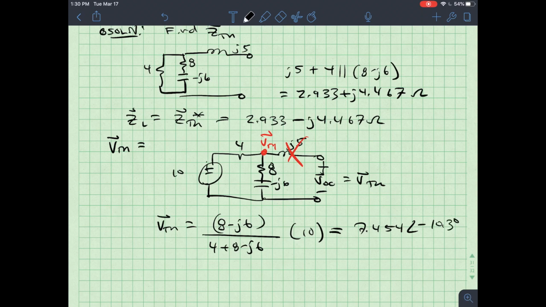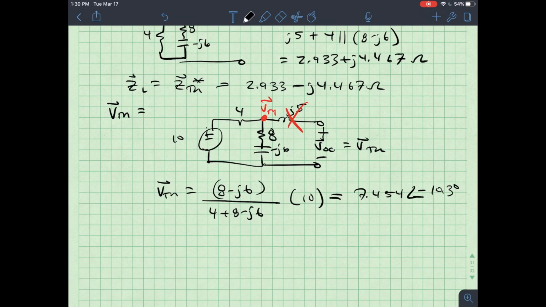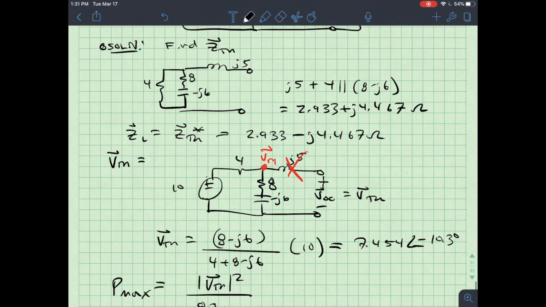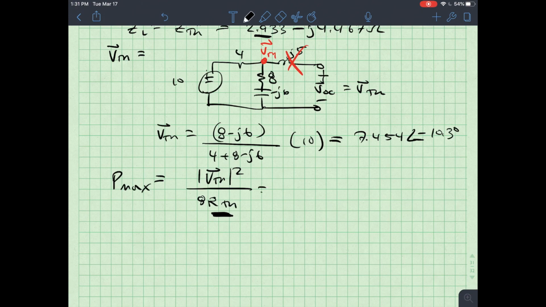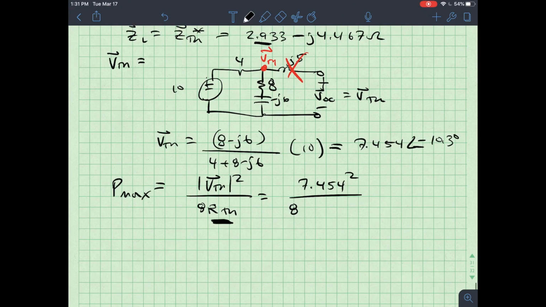Now, I don't actually care about that. What I care about is P max, my maximum average power transfer, and that is the magnitude of V Thevenin quantity squared over 8 R Thevenin. Now, let's be really clear here. By R Thevenin, I literally mean the resistance part, the real part of this, not the complex part, just the real part. So that is equal to 7.454 quantity squared over 8 times 2.933, and that's equal to 2.368 watts.